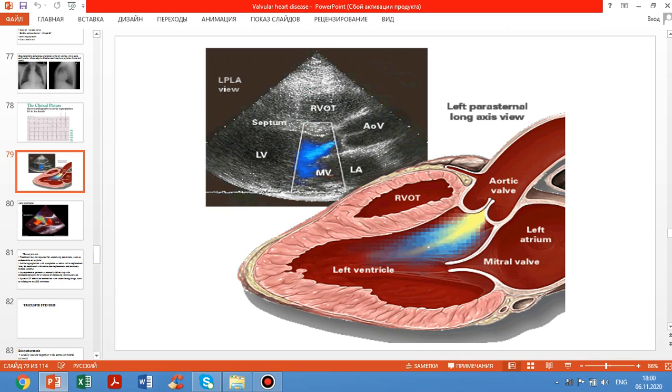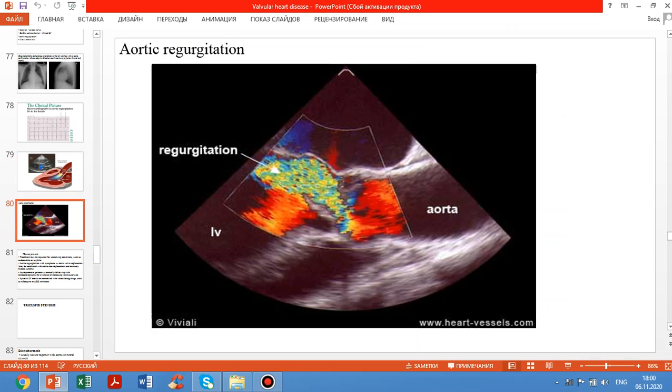In echocardiography, in the left parasternal long axis view, you can see regurgitation of blood from the aorta to the left ventricle during diastole. You can see there also aortic regurgitation from the aorta to the left ventricle. This is the jet.